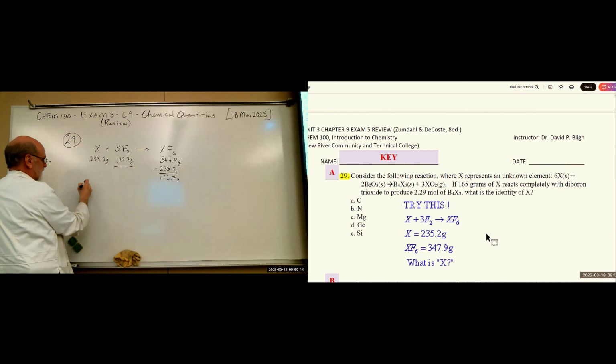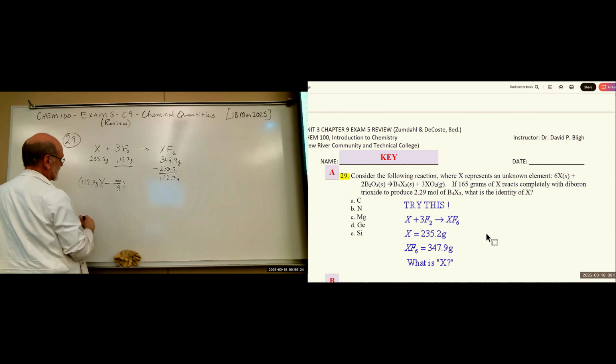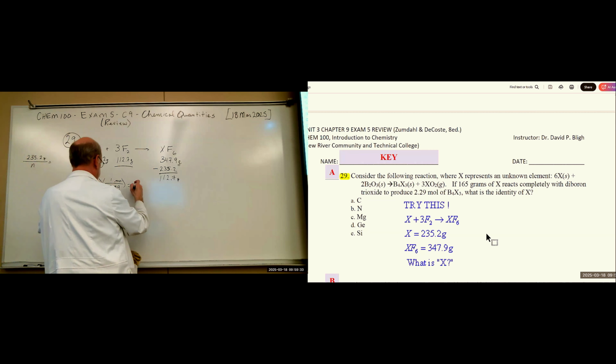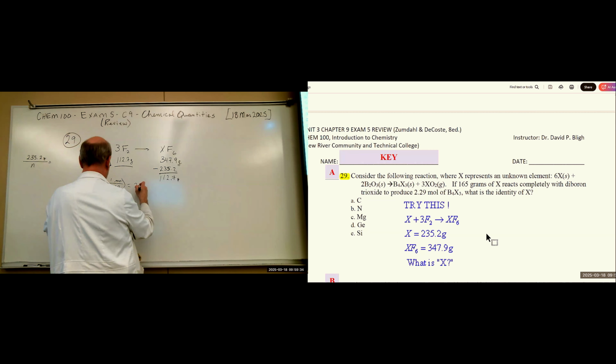We just need the molar mass of fluorine. Well, 1 fluorine is 19, so 2 is 38. So we divide 38 into that, and we get 2.97 moles of fluorine. So now the ratio is 3 to 1.